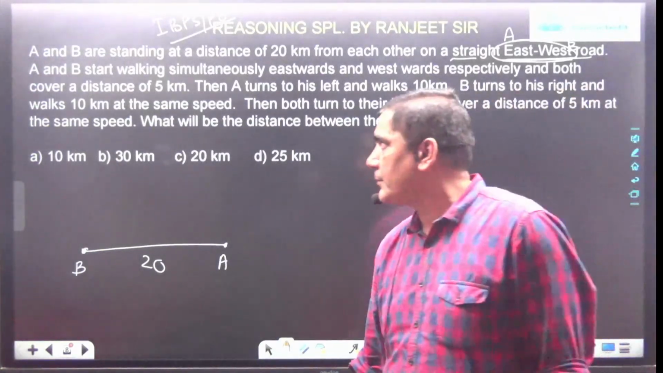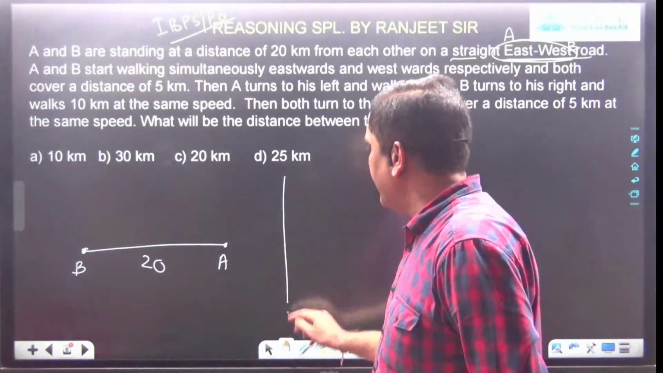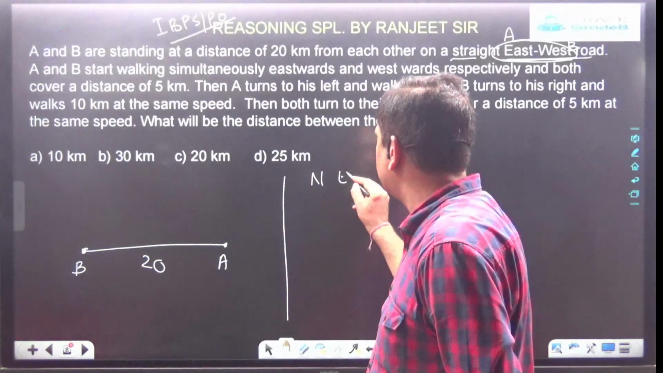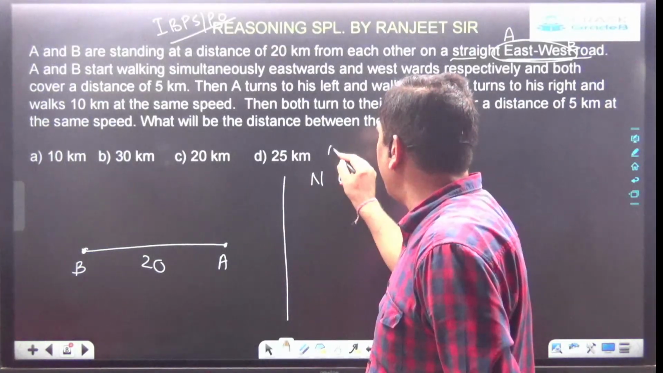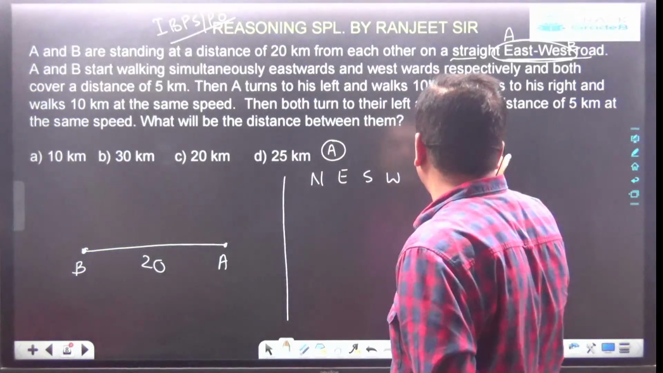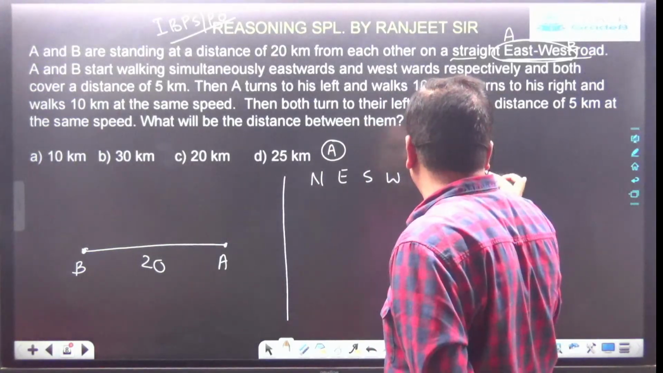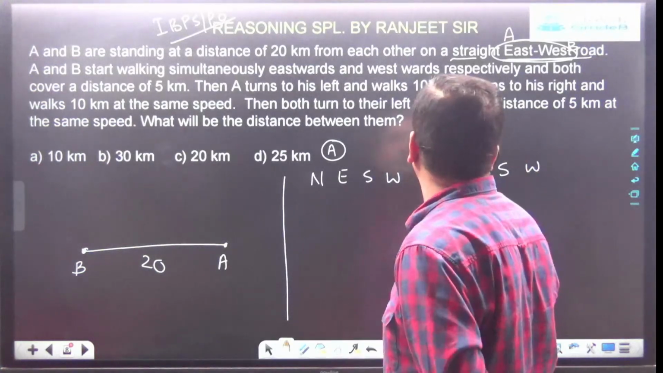Clear? Okay, now let's plot NESW, one for A and one for B. You are not supposed to plot the map, and this is the beauty of NESW here.